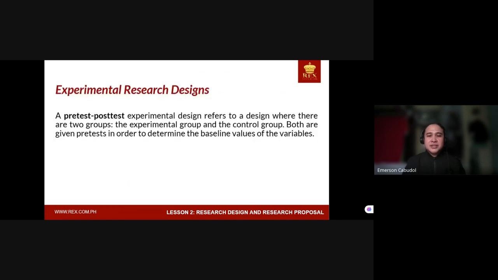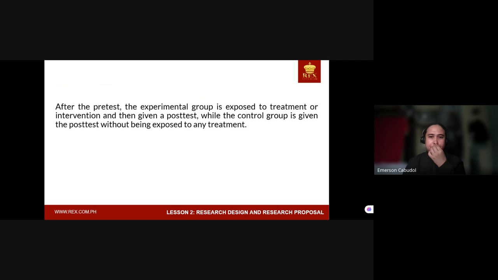A pretest post-test experimental design is a type of experiment used to assess the impact of an intervention or treatment. It involves two groups, an experimental group, which receives the treatment, and a control group, which does not. Both groups are given a pretest at the beginning to measure the initial levels of the variable being studied. So this establishes a baseline for comparison.